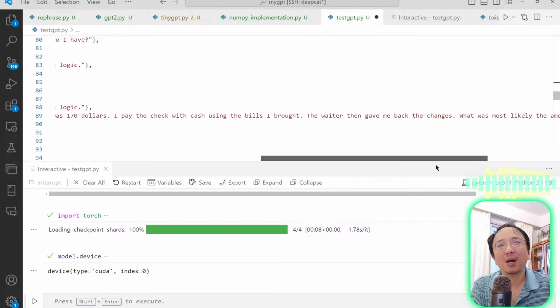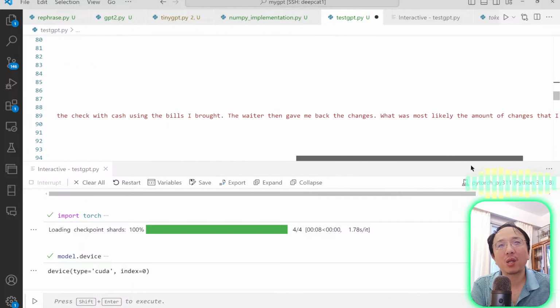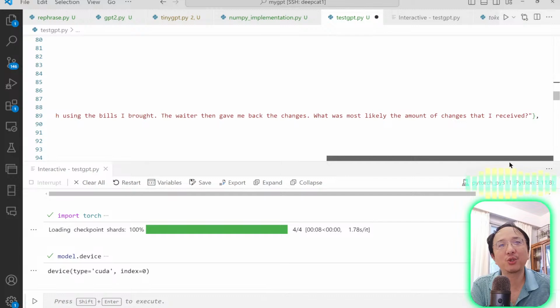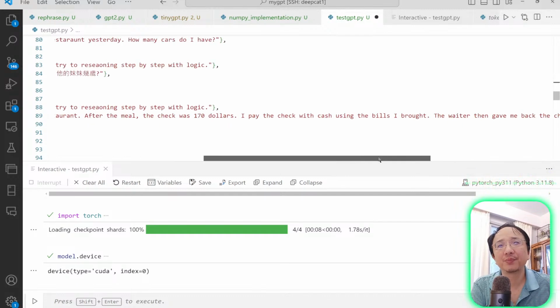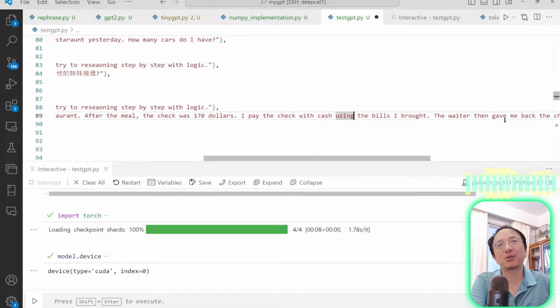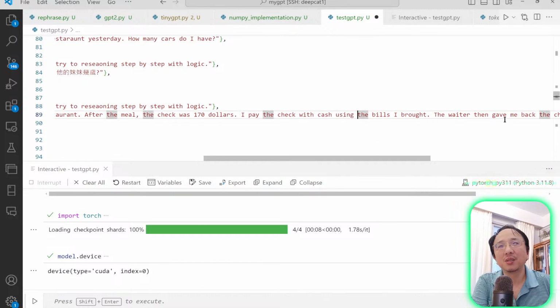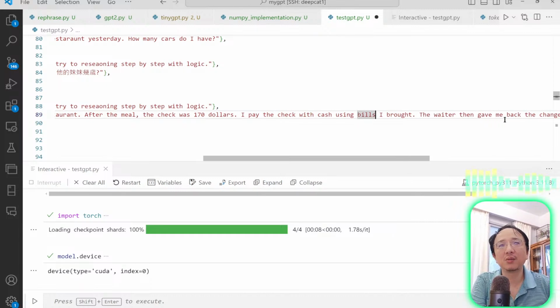The waiter then gave me back the change. What was most likely the amount of change that I received? I'm just saying with cash. Okay, it might be less misleading.